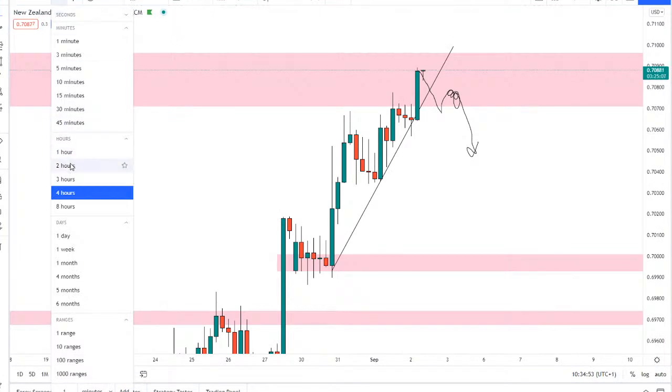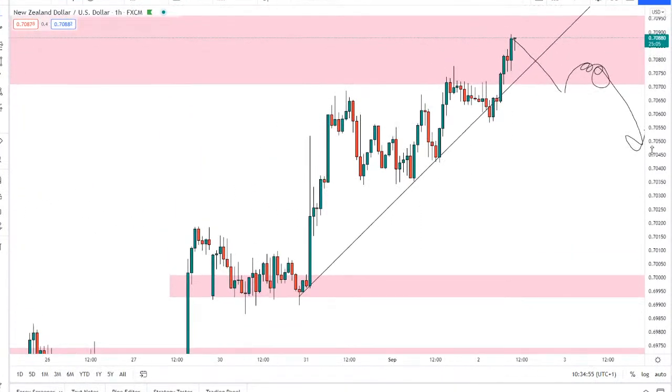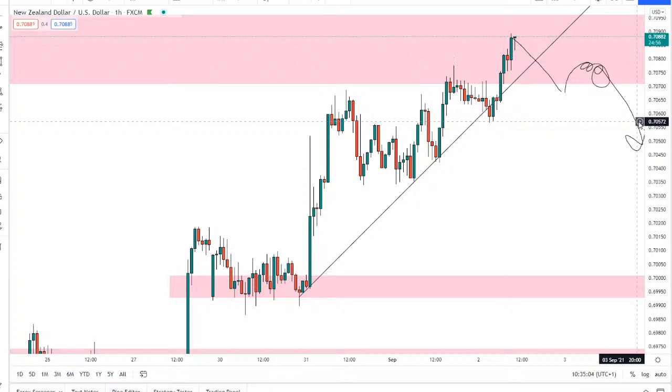So yeah, I can see more downside for these pairs, but they definitely have to start shaping up and giving us that bearish price action, because they're too bullish right now, and if they stay like that, I expect more upside.